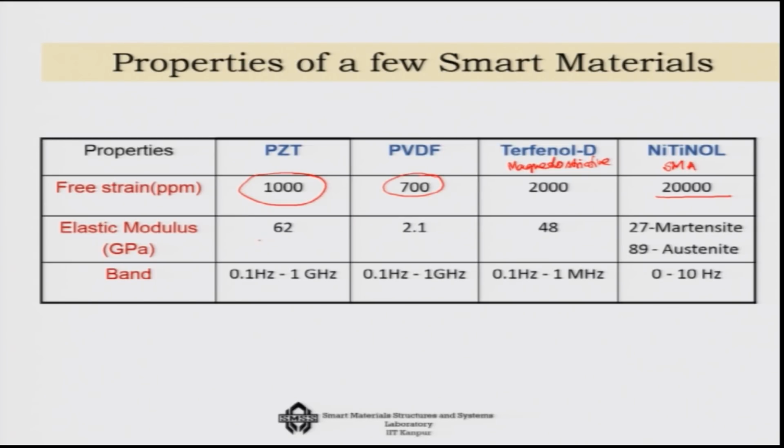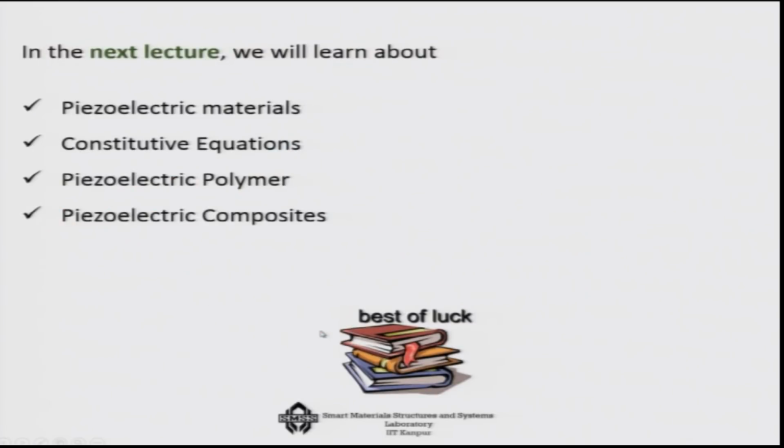Elastic modulus wise, all of them are quite good, except this PVDF, which is a little low. An interesting thing to note is that shape memory alloy actually has two different elastic moduli, which happens due to phase transition. Bandwidth wise, piezoelectric material and PVDF have the highest bandwidth, Terfenol-D has a lower bandwidth, and the lowest bandwidth is this particular SMA, which we call a low band high strain material, and these materials are generally categorized as high band low strain material. So, this is a broad overview of these smart materials.